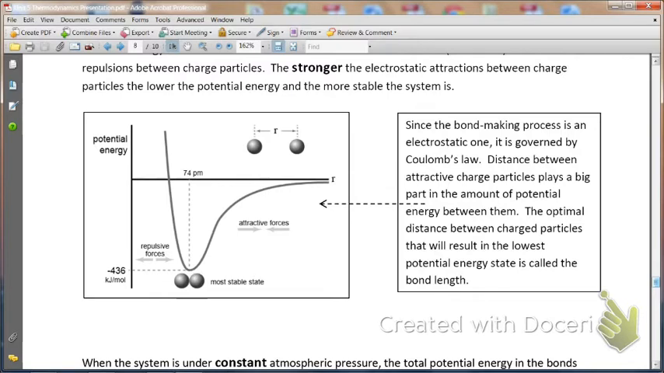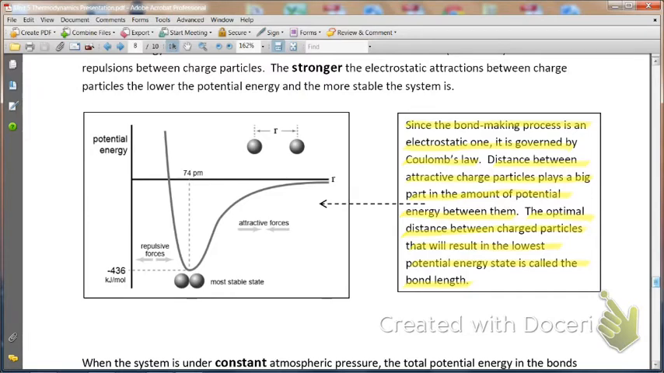As you look here, we've talked about this in our unit on bonding, about the distance and electrostatic attractions. Let's highlight this: since the bond-making process is an electrostatic one, it is governed by Coulomb's law. The distance between attractive charged particles plays a big part in the amount of potential energy between them. The optimal distance between charged particles will result in the lowest potential energy state, called the bond length. And we talked about bond length and looked at this, and this is important.